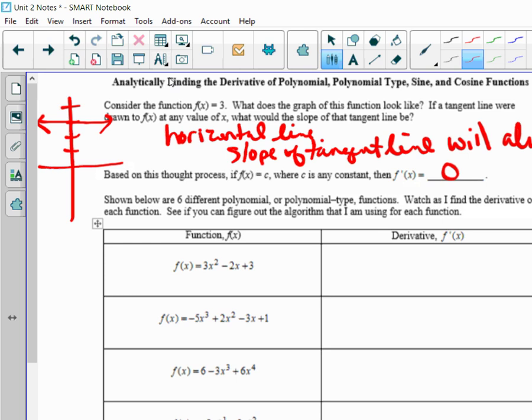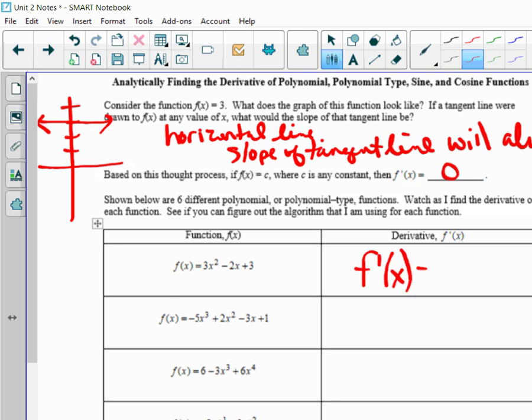Okay, so for the next ones, this is what I hope we get to in class, because I like to see your face when we do this. I'm going to give you the derivatives. These are 6 different functions, and I'm going to give you the derivatives. I really can just do the derivatives just by looking at it. And I want you to see if you can figure out the rule that I'm using.